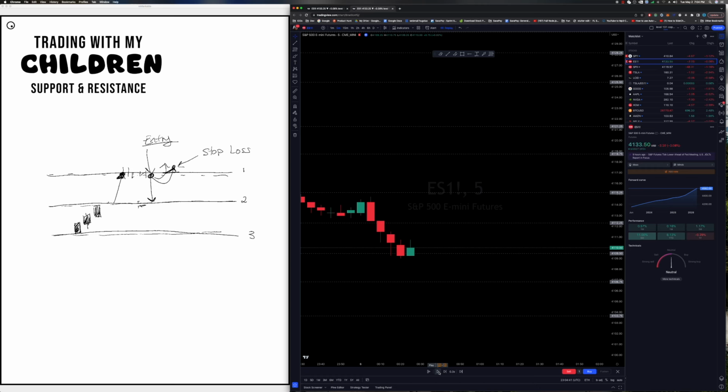Same thing here with support and resistance. If we see price hitting a level and that level is acting as resistance, there's a probability that it could go down, especially if we keep hitting that same level, right? All right, so this is all about probabilities.